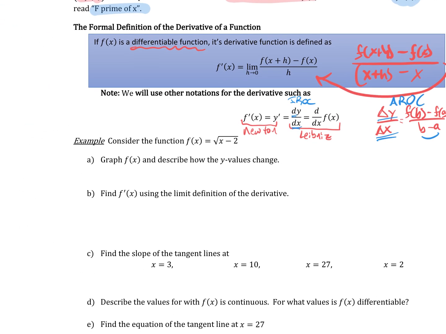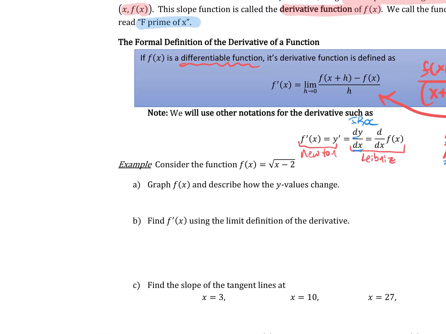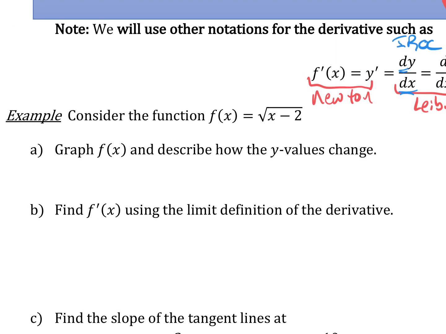Well, let's try one here. It's going to take a little bit of algebra, and we'll find shortcuts eventually, but right now let's work through it. So here we have a function f of x equals the square root of x minus 2. Let's think about that function for a second. How do the y values change? What's the graph? First of all, you remember what y equals the square root of x looks like. Well, the square root of x looks like this.